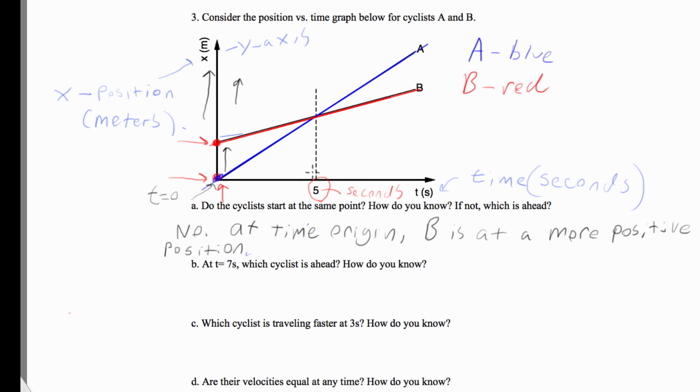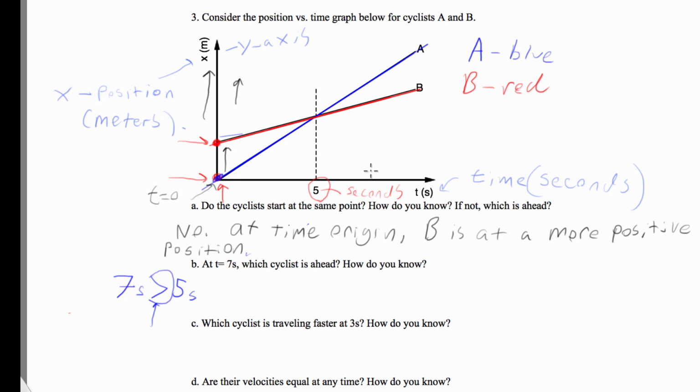At time equals 7 seconds. Do I see where 7 seconds is here? No, I see where 5 seconds is. But I'm going to assert that 7 seconds is a larger value than 5 seconds. That does not require explanation. This symbol here, that's like the Pac-Man mouth. I'm going to draw a little Pac-Man here. Pac-Man eats the bigger number because he's hungry. He wants the bigger thing. So 7 seconds is a larger value.